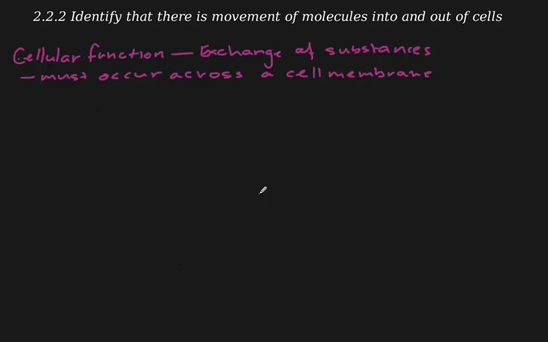So let's revise what's needed across the cell membrane. We'll just draw a regular cell membrane, and we'll put in there the nucleus. So that is our cell membrane. We know that there must be movement of materials into and out of cells. The sort of things that are needed into the cell, we're just going to show that in blue, would be oxygen. And oxygen is required in all cells for respiration.